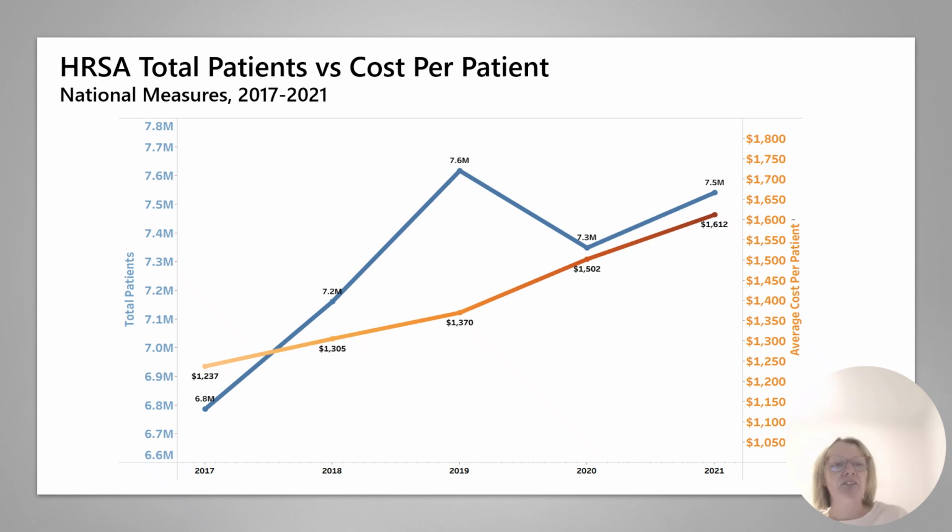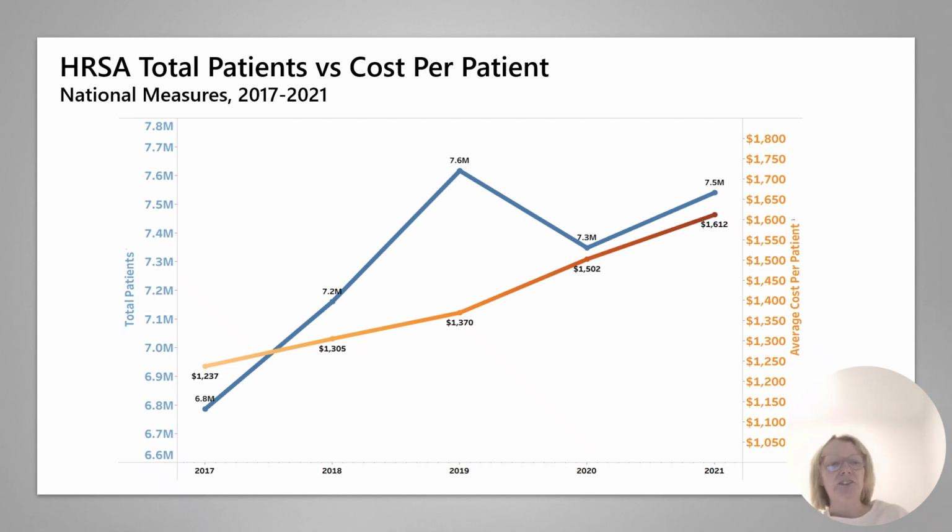We can also say the average cost per patient increased from $1,237 in 2017 to $1,370 in 2019. Between 2019 and 2021, the cost per patient increased from $1,502 in 2020 and $1,612 in 2021.